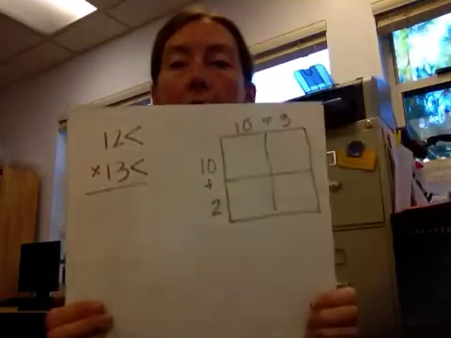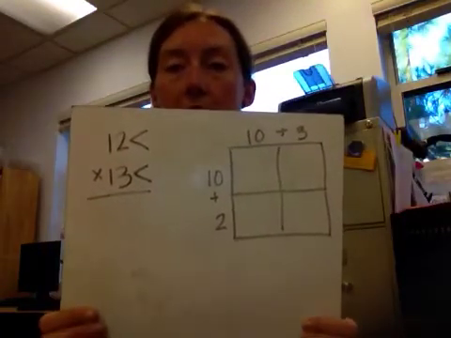Hi students, this video is to help you with using the area model for multiplication and to solve a multiplication problem using the traditional method if you're multiplying 2 digits by 2 digits. So I'm going to go through the first problem that is on the worksheet that was given to you on Tuesday, November 6th. So I have the problem 12 times 13.